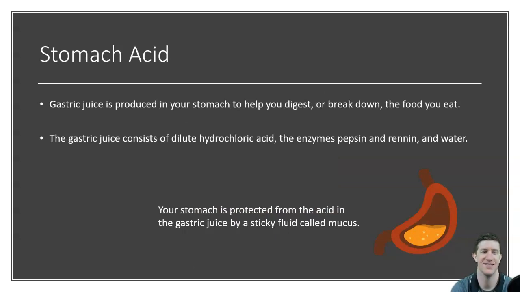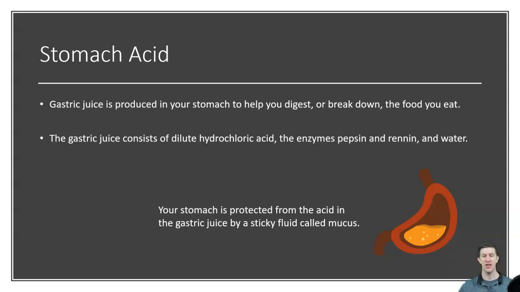So stomach acid. Gastric juice is produced in your stomach, and this is designed to help you digest, break down the food you eat. So it's dissolving it, that very strong acid that we talked about in the last lesson. It consists mainly of a slightly diluted hydrochloric acid, the enzymes pepsin and renin, and a bit of water. And they're the main things that work in your stomach.